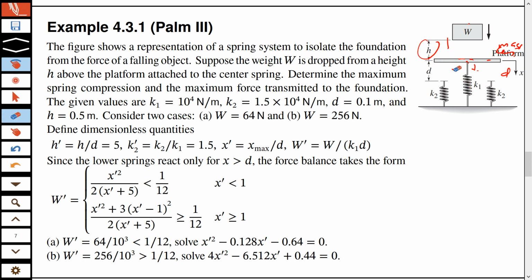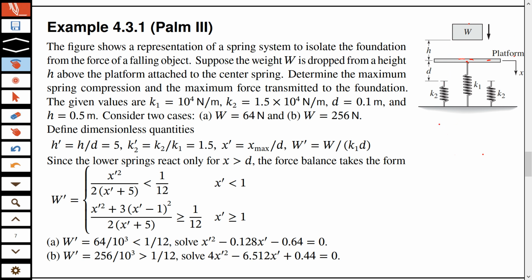But if it is compressed too much, then at some point these two springs, K2, also get compressed, and they also experience deflection. Now the deflection in K1 is x directly, but the deflection in K2 is not x, because that starts after d, so that will be x minus d. When x is equal to d, there is still no deflection, so x minus d is 0. Only when x exceeds d do we see any deflection in K2.